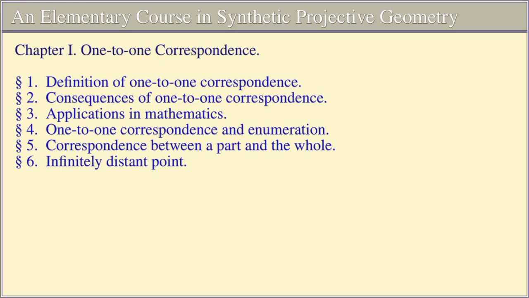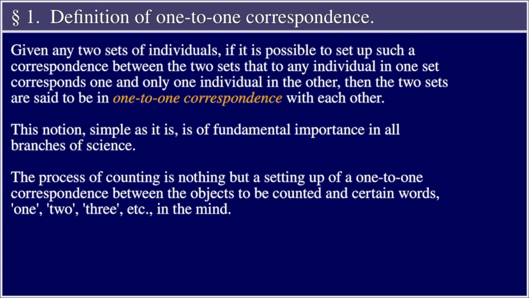Chapter 1, One-to-One Correspondence. Section 1, Definition of One-to-One Correspondence. Section 2, Consequences of One-to-One Correspondence. Section 3, Applications in Mathematics. Section 4, One-to-One Correspondence and Enumeration. Section 5, Correspondence between a Part and the Whole. Section 6, Infinitely Distant Point. Section 1, Definition of One-to-One Correspondence.